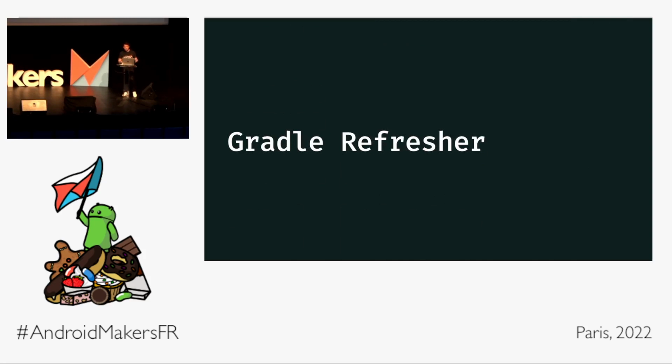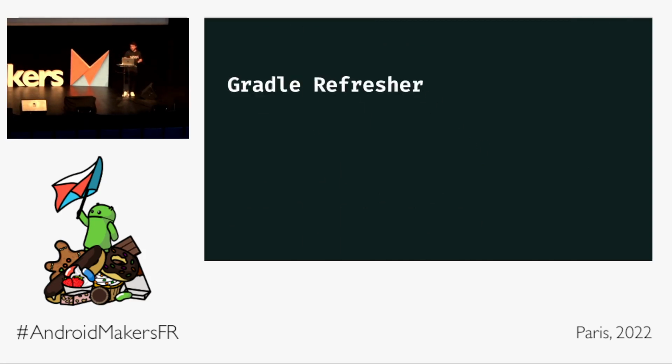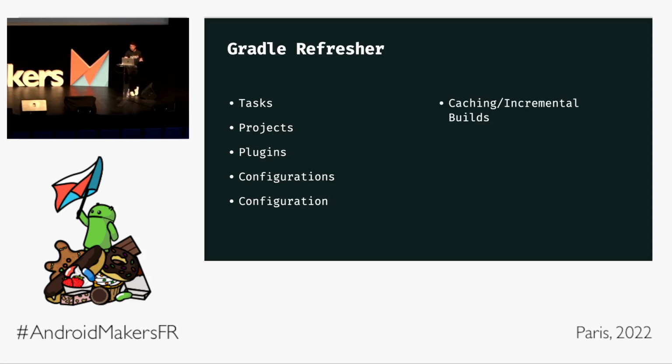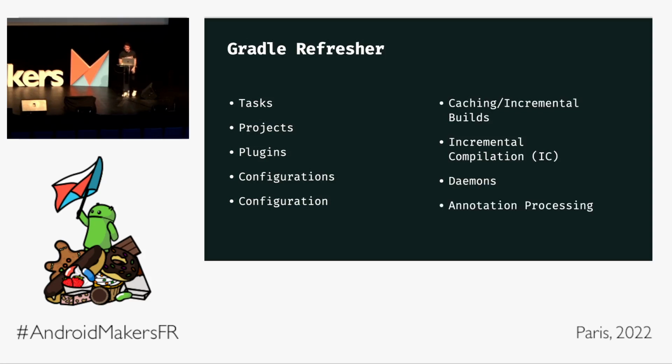So, quick Gradle refresher. Most of this will probably look a little bit familiar, but just to cover some core concepts in here. Gradle is a build system made by Gradle Inc. Gradleware? I actually don't remember which one of those it is. But it's made by a company. It consists of tasks, projects, plugins, configurations, configuration, singular, which is different, very important that you know that. Caching and incremental builds, incremental compilation, which are also separate things, daemons, and we'll touch on annotation processing too.